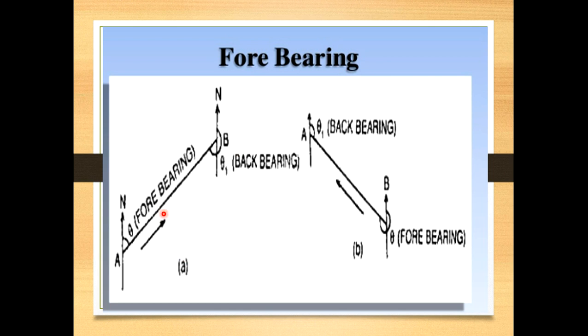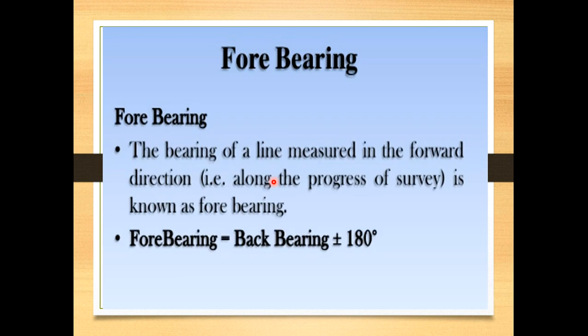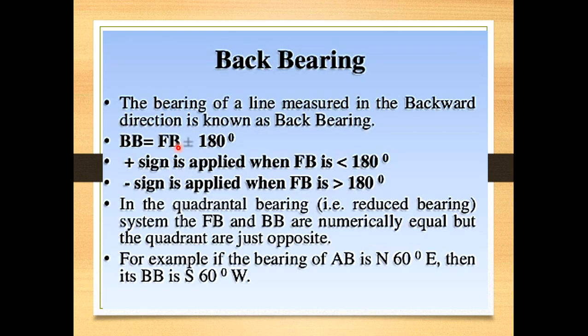This is the diagram of forebearing and back bearing. Then how to find forebearing? The bearing of a line measured in the forward direction, that is along the progress of survey, is known as forebearing, and forebearing is equal to back bearing plus or minus 180 degree.